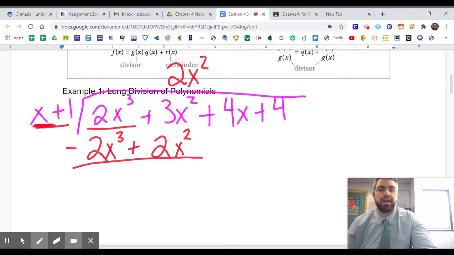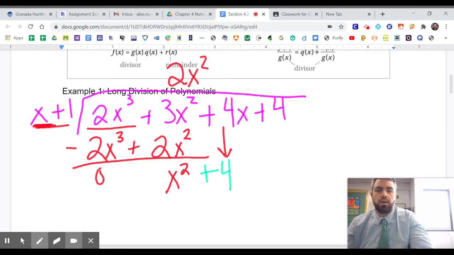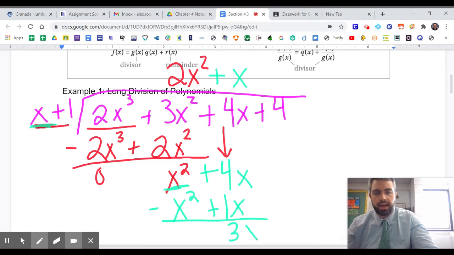And then we subtract down, right? So this will go away. There'll be nothing left here. 3x squared minus 2x squared is just x squared. And then I drop down the plus 4. Or excuse me, 4x. And so now I say, well, how many times does x go into x squared? That's 1x times, right? So x times x is x squared. X times plus 1 is plus 1x. I subtract down, and I get 3x.